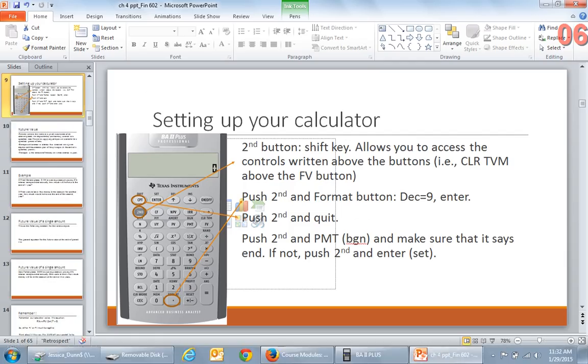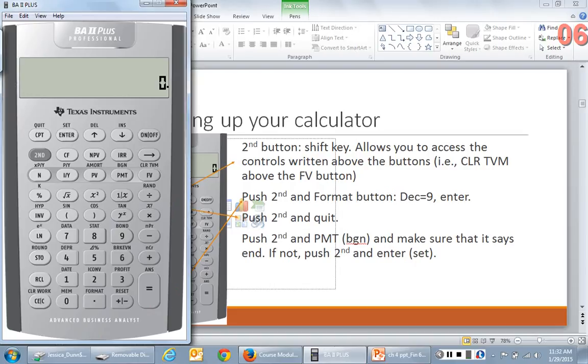If you have a graphing calculator, you don't have to make any of these changes. On the bottom of your time value of money solver, you just need to make sure that your calculator is on end and not beginning.